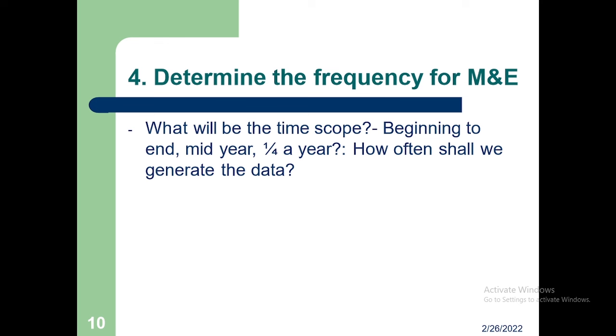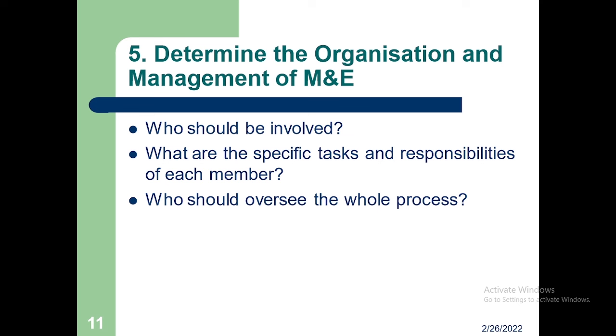Then you determine the frequency of the M&E. What will be the time scope, beginning? When will you be doing M&E? Will you be doing it quarterly, monthly, mid-year, biannually? You determine, still establishing, how we are going to run our M&E in this organizational program, to be done quarterly or annually. You're establishing.